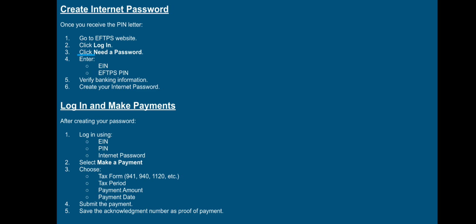Once you are logged in to the EFTPS website, you can simply select the payment which you have to make, either a 941 form or 940 form tax payment or 1120 corporate tax form. Once you have selected the form for which you have to make the payment, then select the tax period, enter the payment amount, enter the payment date, submit the payment, and save the acknowledgement number as proof of payment. And that's how you can successfully enroll your business in EFTPS and start making federal tax payments online.